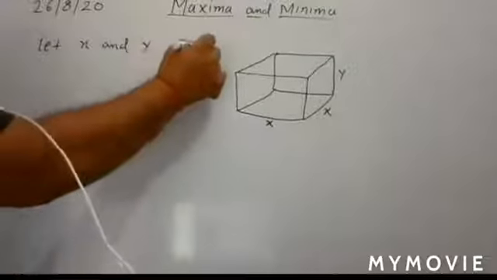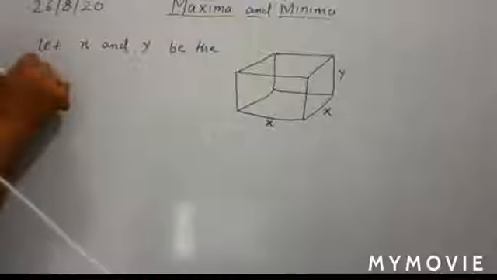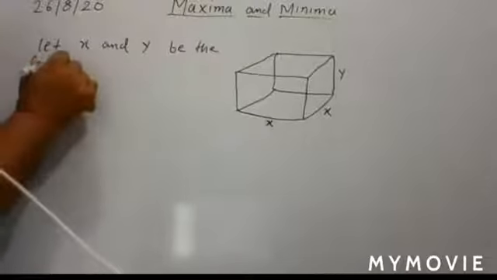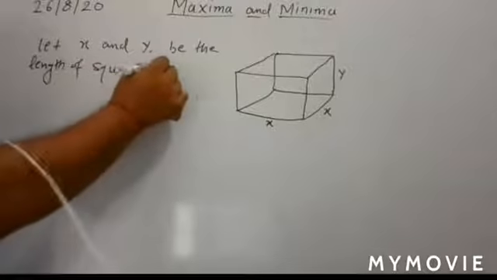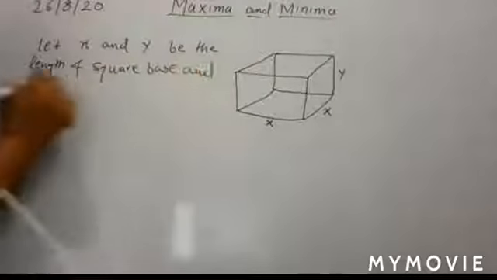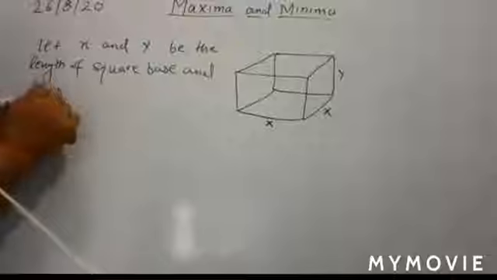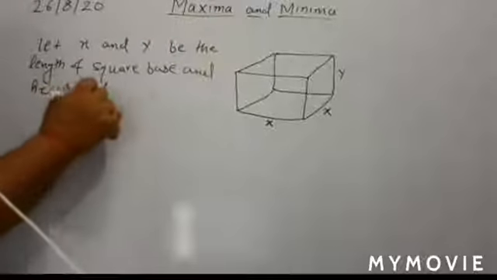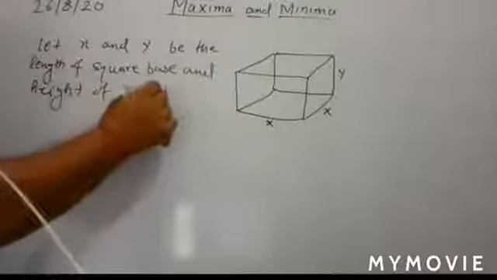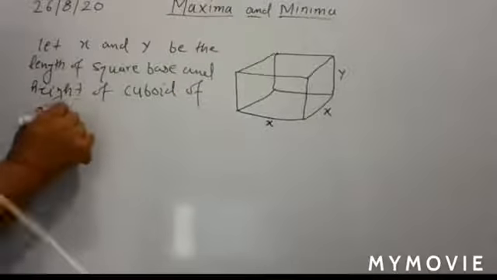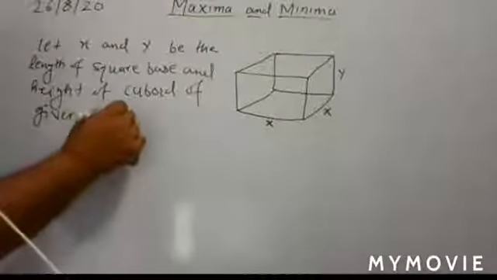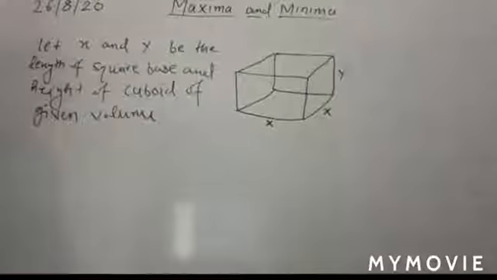Just write: let x and y be the length of the square base and the height of a cuboid of given volume. In this way you assume in your question.